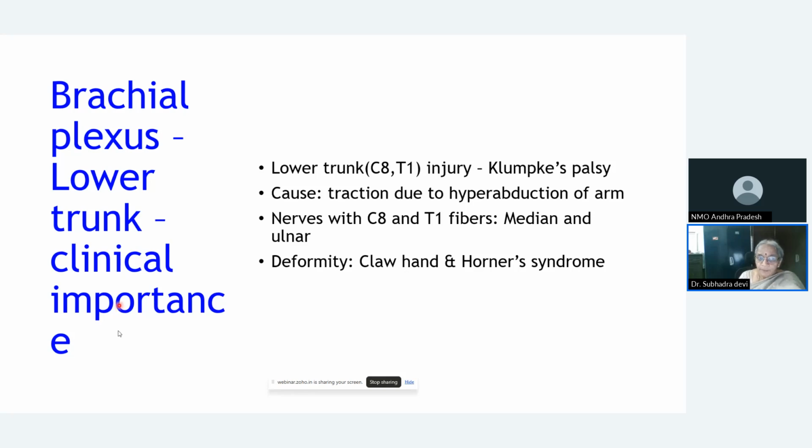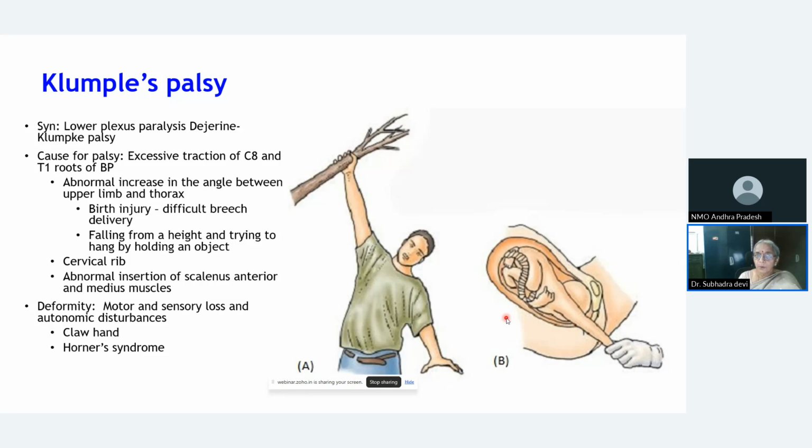So what about the lower trunk? Okay, Klumpke's paralysis, we call it. If there is injury because of hyperabduction of the arm, it can be possible. And C8 and T1 are the main contributions to the median and ulnar nerves. And it can result in claw hand or Horner syndrome. So by looking at the picture, you can say what is the cause for it and what is the cause for the traction on the C8 and T1 roots.